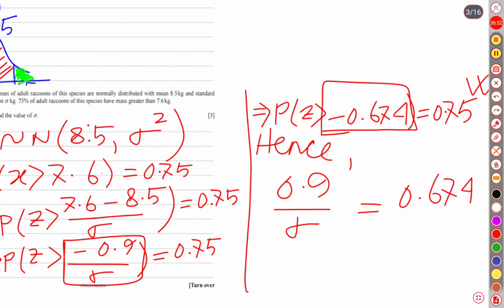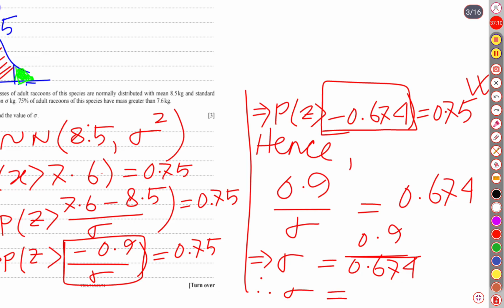0.674. That means our sigma is going to be 0.9 over 0.674. Hence our standard deviation, if we divide 0.9 by 0.674, is 1.33 something. Okay, let it be rounded up, it is going to be 1.34 is our standard deviation.